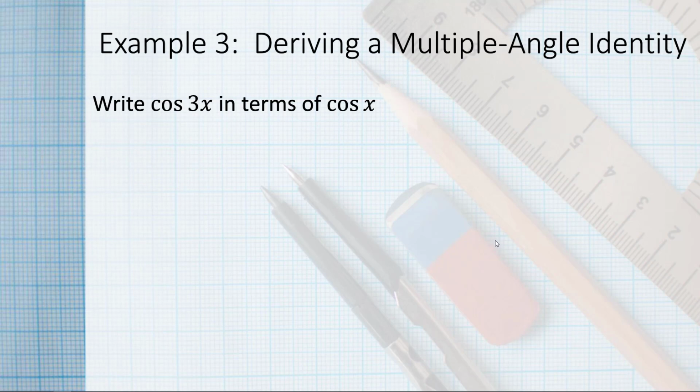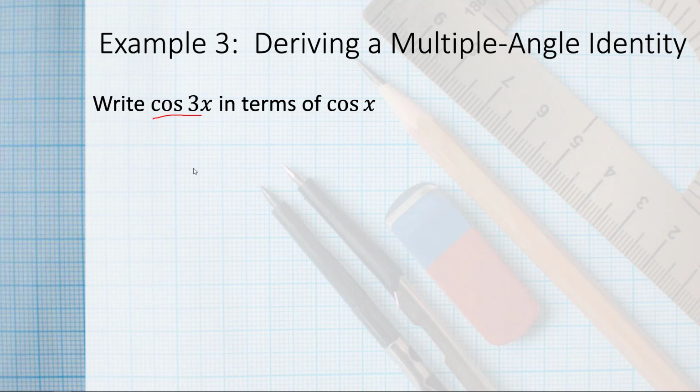And then next, what you're going to find, at least in your homework, is the opportunity to use the identities that we presented thus far to actually write a multi-angle identity. And here we want to write an identity that expresses cosine of 3 times x in terms of cosine of x. And how in the world could we do this?